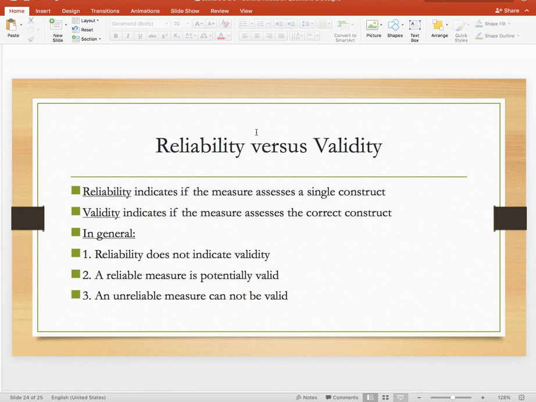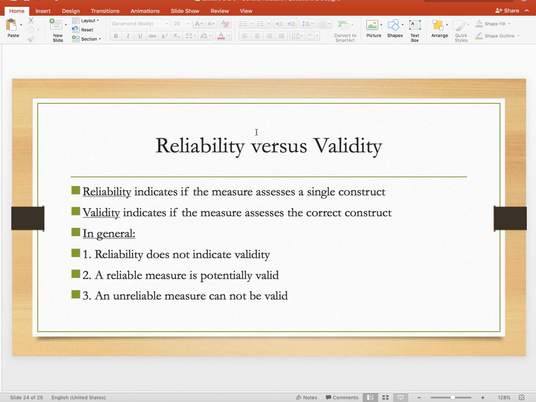So how do I look at the issue associated with validity? Before we get into assessing validity, because there are five different ways for us to assess it, let's look first at the relationships between reliability and validity. First, reliability does not indicate validity. Very, very important statement that we've already mentioned a couple of times today. Again, just reiterating that.